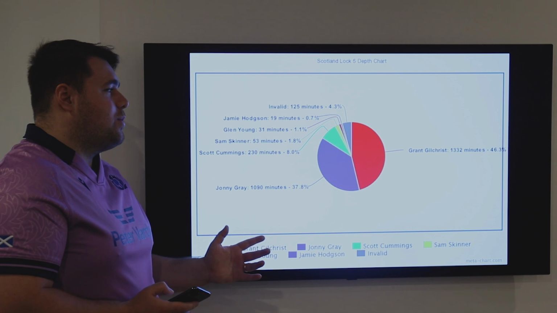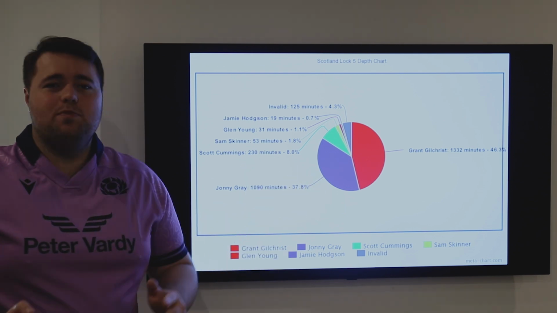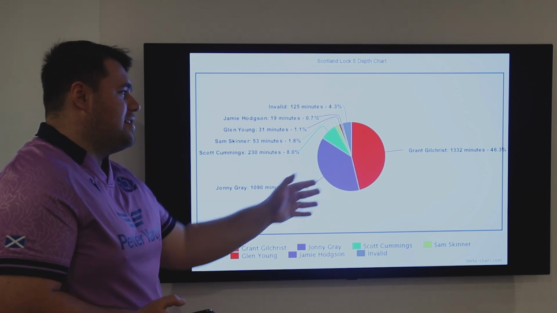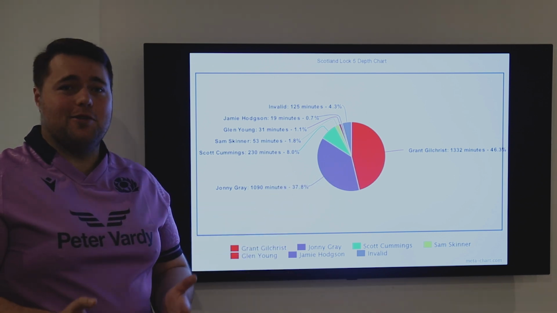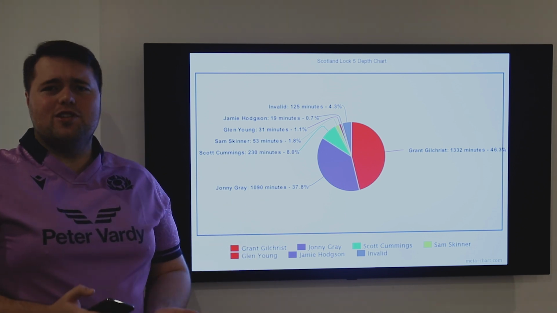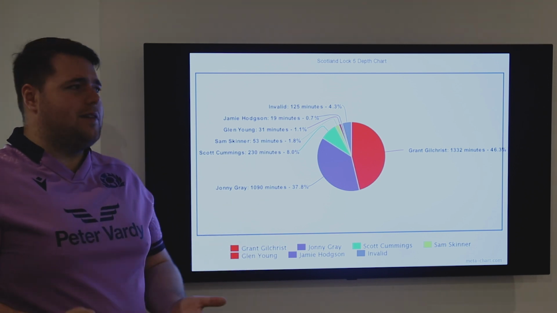Over to lock 5 as well. This is why I was expecting 4 to be a bit more of a mess, because these guys only seem to play lock 5, Grant Gilchrist and Johnny Gray, despite the fact that they appear to be the first choice locking combo in the Townsend era.